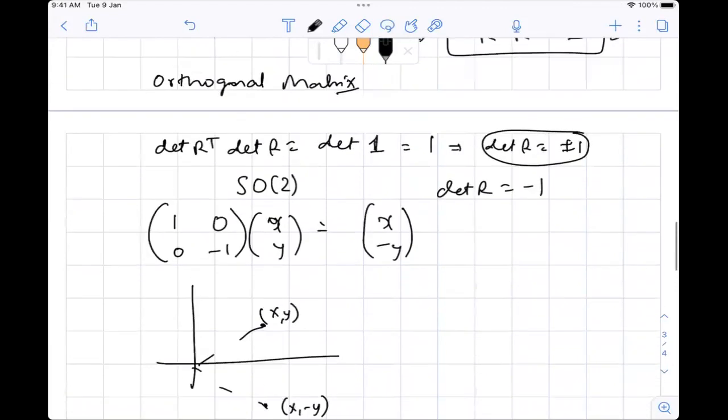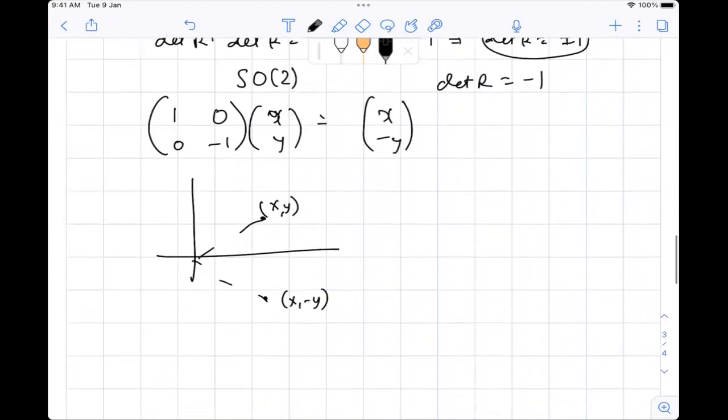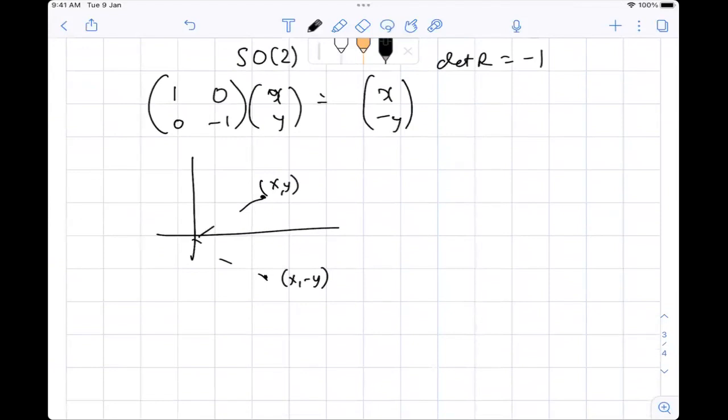Okay. So this was the case of 2D rotation, but now you can also rotate a vector in 3D. In that case, you get the orthogonal group O(3) for the 3D rotations. And if again the determinant is equal to 1, you would say that you are talking about SO(3).